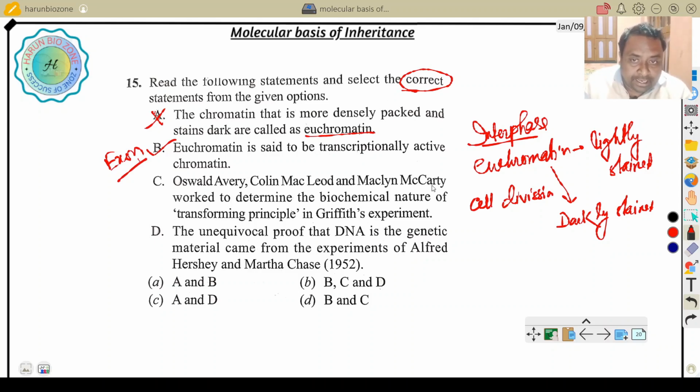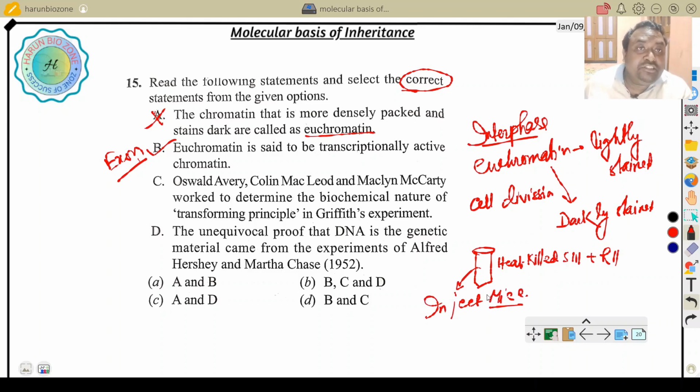Oswald Avery, MacLeod and McCarty sought to determine the biochemical nature of the transforming principle in Griffith's experiment. Definitely they used heat killed S3 strain plus R2 strain, okay, and injected mice. Before this they used 3 enzymes, DNase, RNase and protease.